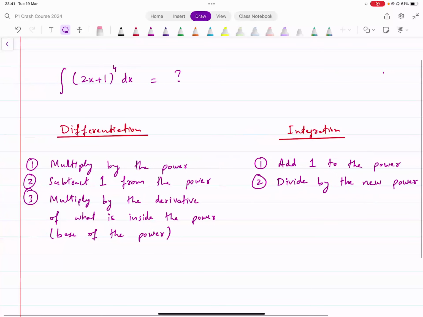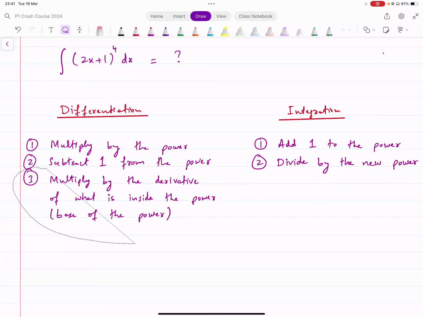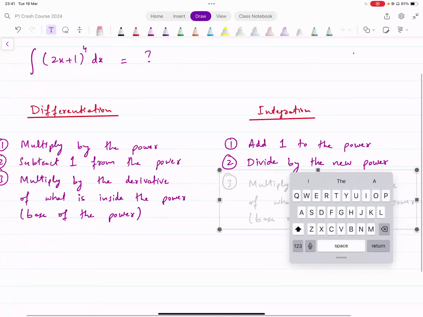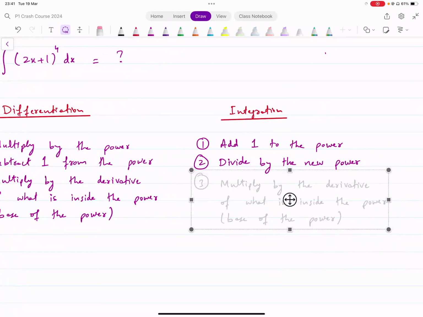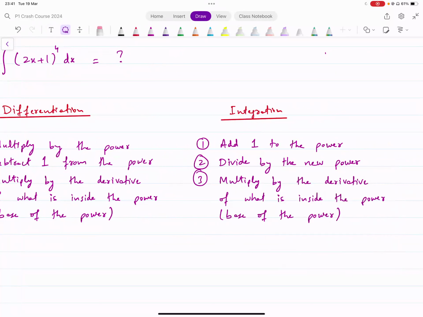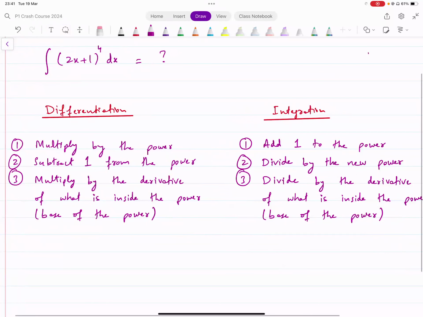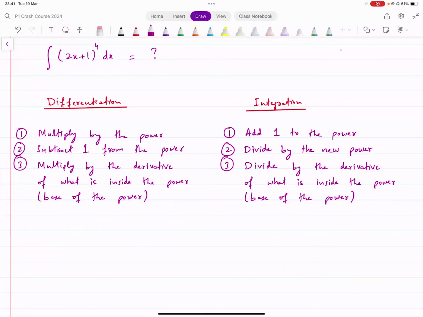Now we also reverse this last step. Instead of multiplying by the derivative of what is inside the power, now you say divide by the derivative of what is inside the power. So in integration, we have an additional step. We earlier had add 1 to the power, divide by the new power, but now you also divide by the derivative of what is inside the power, the derivative of the base of the power. You also do that one additional step.